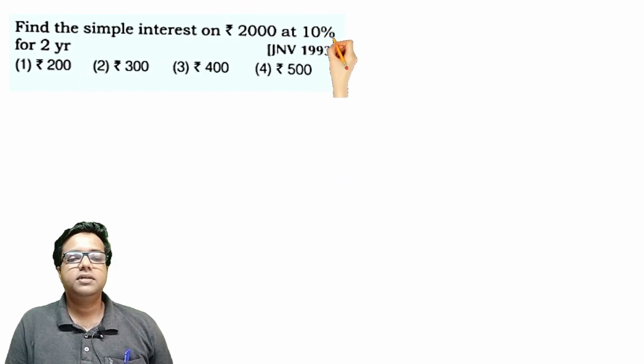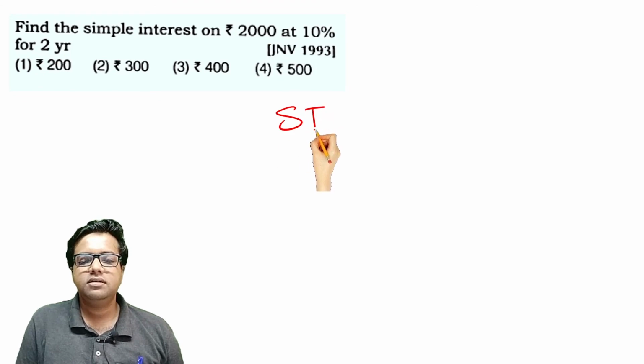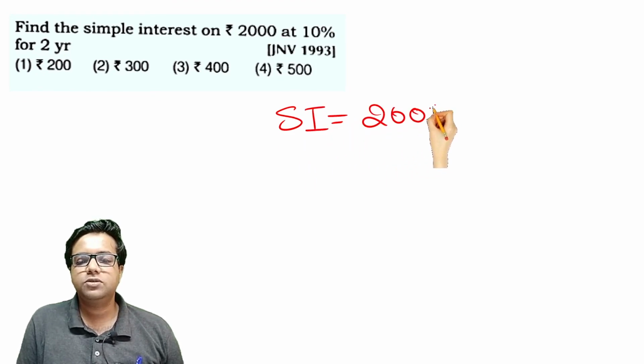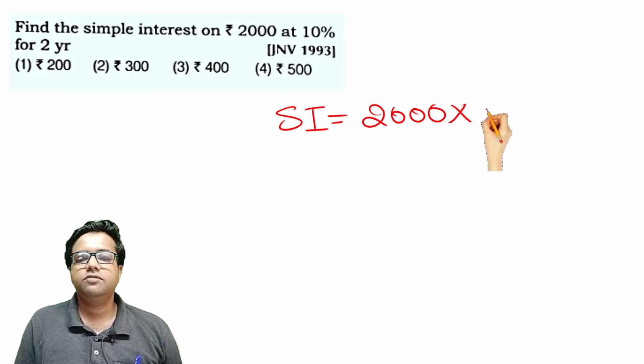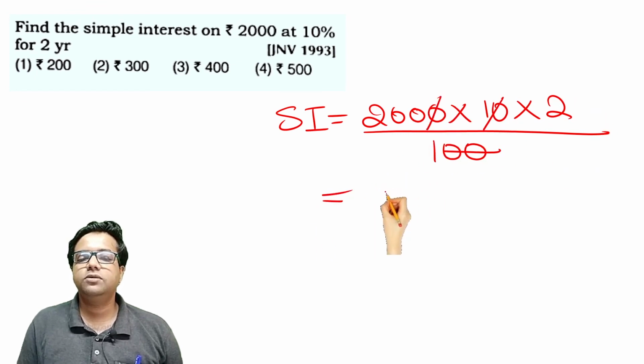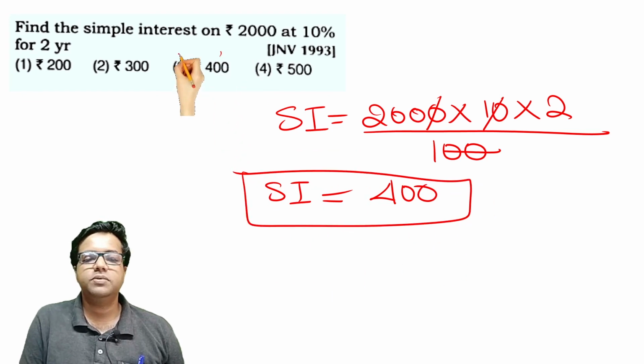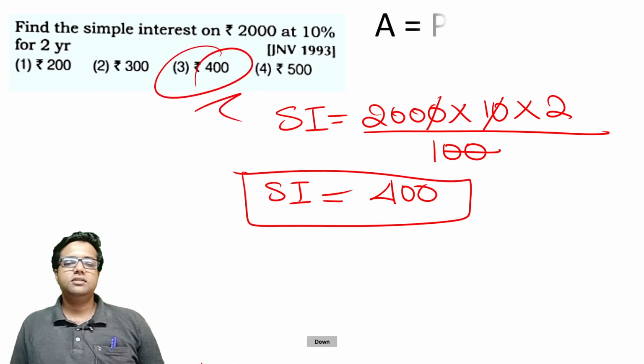Find the simple interest on 2000 rupees at 10% for 2 years. Very easy. Simple interest is equal to principal 2000 into rate of interest 10% into time 2 years by 100. 2 zeros go away. 200 into 2 is 400. So simple interest is equal to 400 rupees. Option 3 is the right answer for this question.